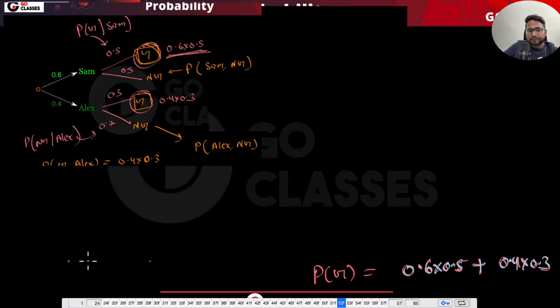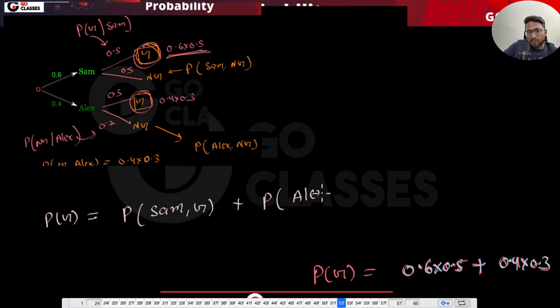So for that, actually you don't need to do this again and again, but I am just doing it. The probability of goalkeeper should be, I am saying, that you add both of these. What is this mathematically? This is basically the probability of Sam comma goal plus the probability of Alex comma goal, right? So the probability of goal is equal to the probability of Sam comma goal, you being a goalkeeper, plus the probability of Alex and you being a goalkeeper. Actually it is the same.